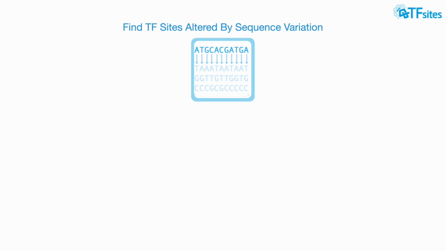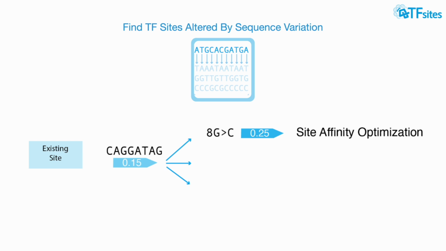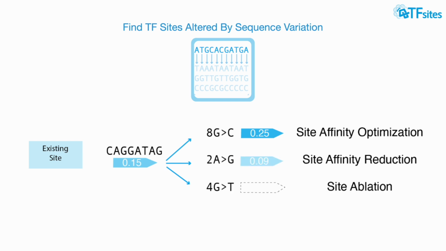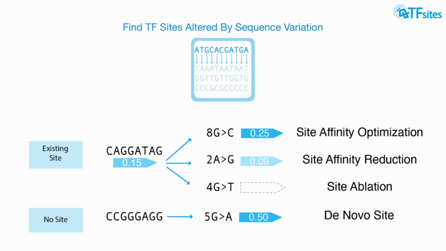The second tool in TF Sites is find TF sites altered by sequence variation, and this predicts how every possible single nucleotide substitution affects TF DNA binding. Mutations within existing binding sites can increase or optimize affinity, reduce the affinity, or ablate the site completely. Mutations outside of existing binding sites can create de novo binding sites.